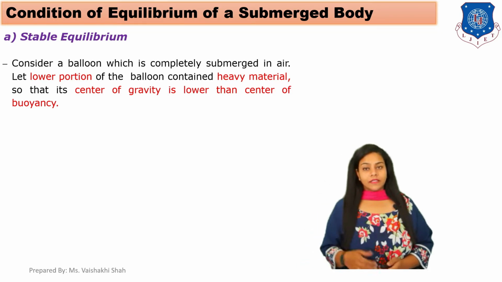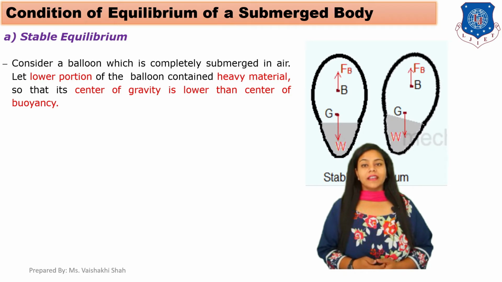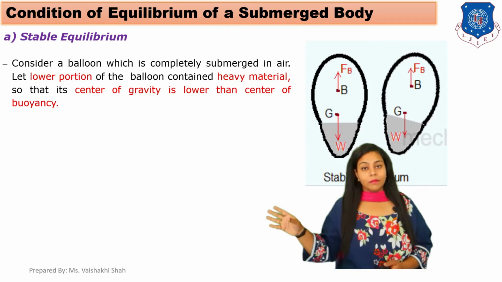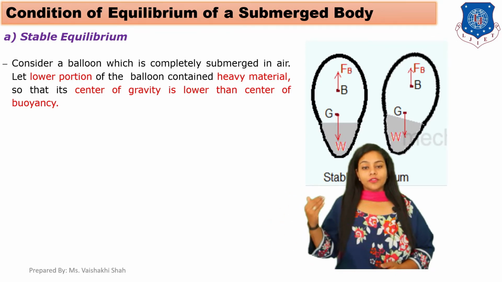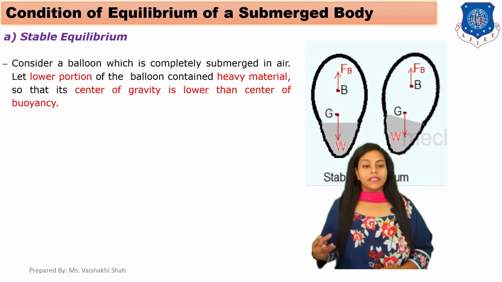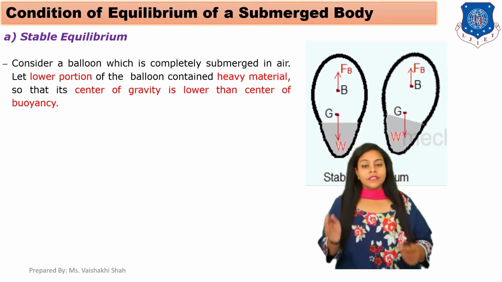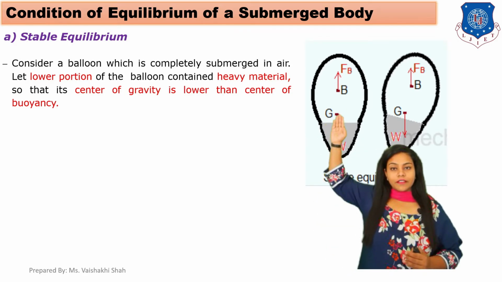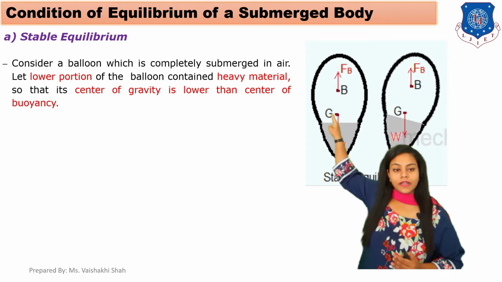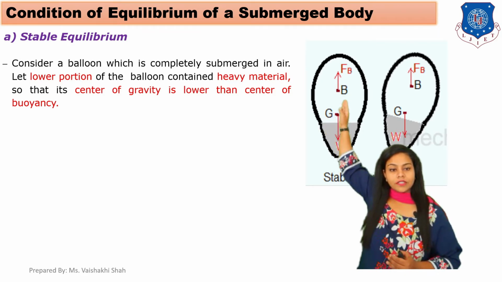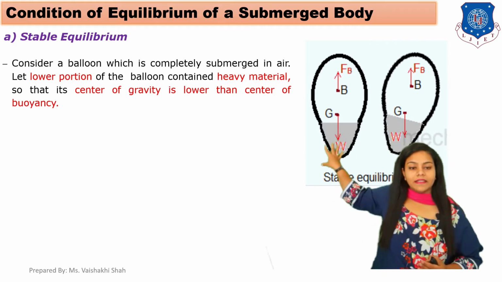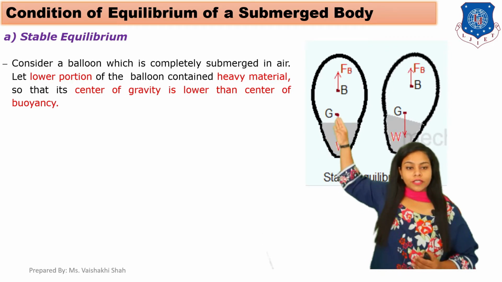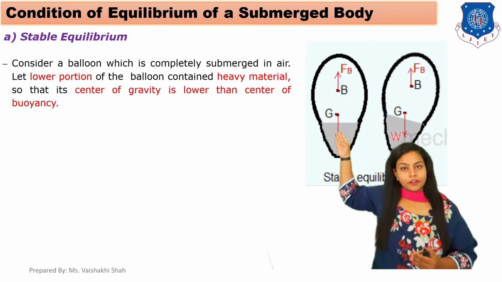Now here for stable equilibrium we are considering a balloon which is completely submerged in the air. Remember that, submerged in the air. The lower portion of the balloon is filled with heavy material. So center of gravity is lower than center of buoyancy. As you can see in the first diagram, this is your center of gravity and this is your center of buoyancy. At this lower part, a heavy material is filled. So center of gravity is below the center of buoyancy.